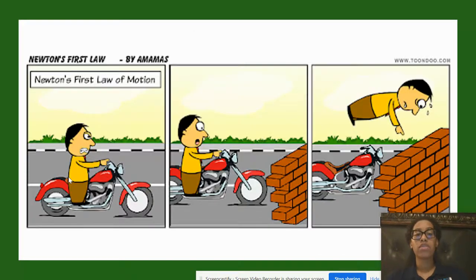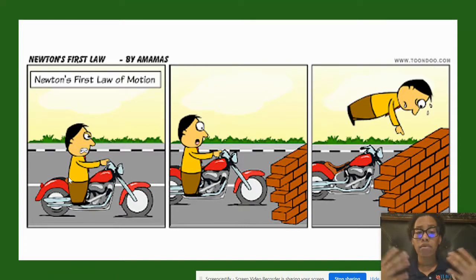Here's another example of Newton's first law. Objects in motion stay in motion. Pretty much objects want to keep doing whatever it is they're doing. If they're at rest, they want to stay at rest. If they're moving, they want to keep moving. So the guy's on the motorcycle, he hits a brick wall and he keeps going. Okay, the motorcycle was stopped by the brick wall, but the body, the person, wants to keep moving at that same speed. So he's going to keep moving until an unbalanced force stops him, which is most likely going to be the pavement.